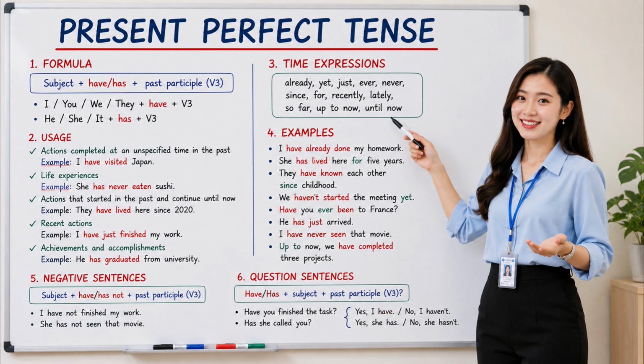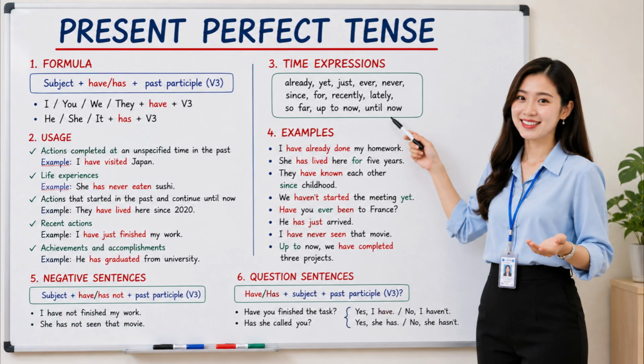Hello, students. Today, we are going to learn the present perfect tense, one of the most useful tenses in English. We use the present perfect tense to talk about actions that happened in the past but are still important now. It helps us describe experiences, achievements, recent events, and actions that started in the past and continue to the present.